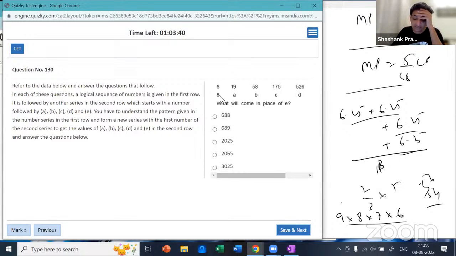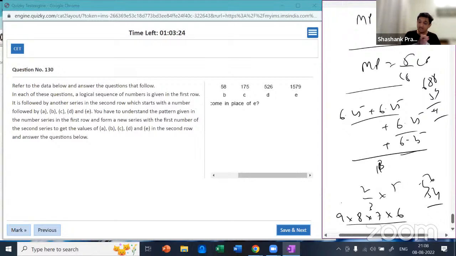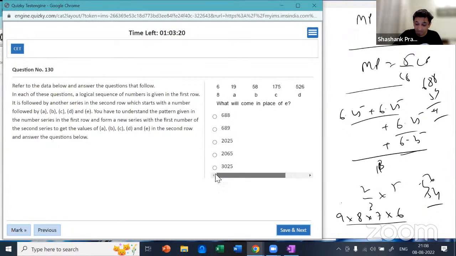ठीक है, into 3 plus 1 ही करना है. 8 is 24 plus 1, 25, 3 is 75, 76, 76 into 3 is 228, 229, 229 into 3 is 660, 27, 687, 688, 688 into 3 plus 1, 2100 minus 36, 2064 plus 1, 2065. कुछ ऑप्शन है? Correct. I think this is it.